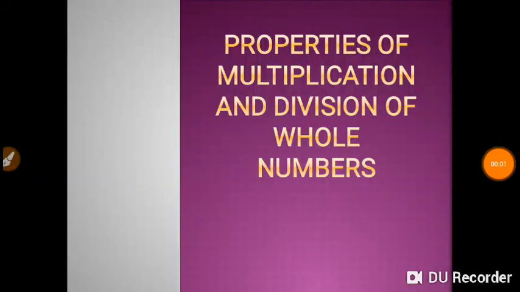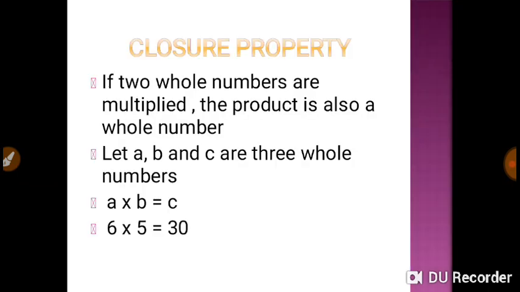Good morning, children. In our previous class, we have learned about whole numbers and properties of addition and subtraction of whole numbers. Today we are going to learn about properties of multiplication and division of whole numbers. The first property is again closure property.